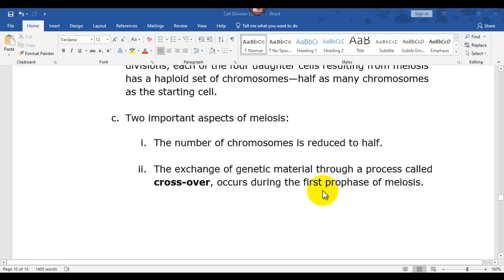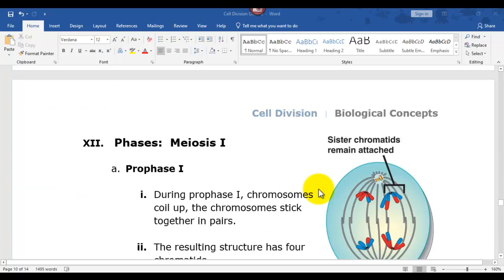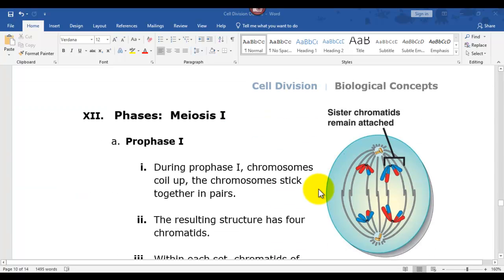Now, there's another thing that happens. It's called crossover, and that's for genetic variability. And I have a really good diagram to show you for that. So let's go through all the stages.